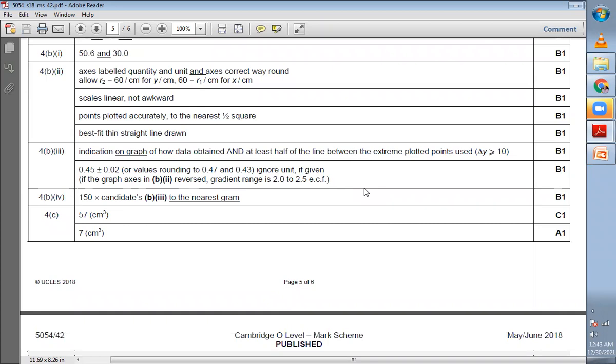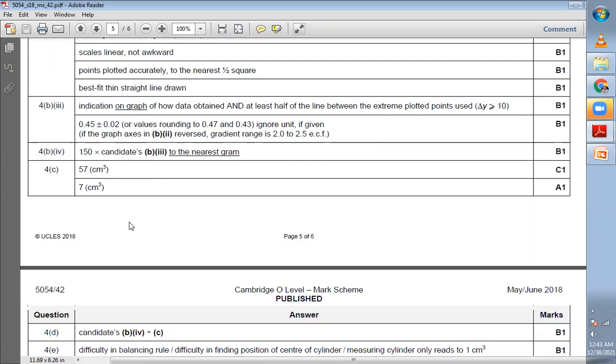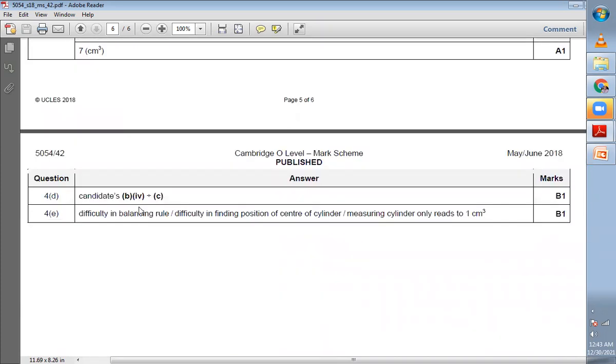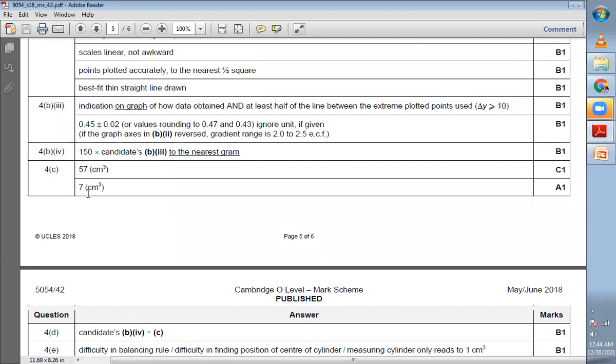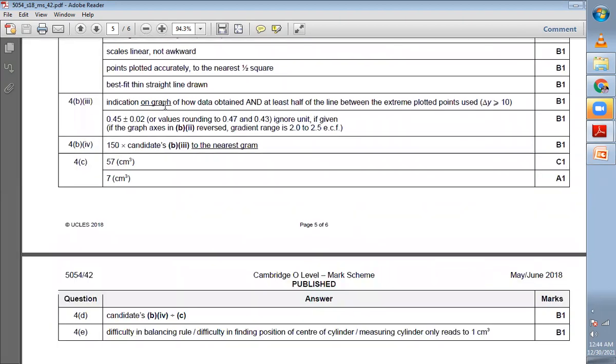Indication on the graph of how data was obtained, and at least half of the line between the extreme plotted points used. And you can see that our values are in this range. Then he says to credit the candidate's reading, whatever the answer is in the third part. Then 57 cm³ and 7 cm³, that's the volume using the measuring cylinder. And then the candidate's fourth answer divided by the C answer. Difficulty in balancing the rule, difficulty in finding the position of the center of the cylinder. The measuring cylinder only reads up to 1 cm³. So these are for question number 4.